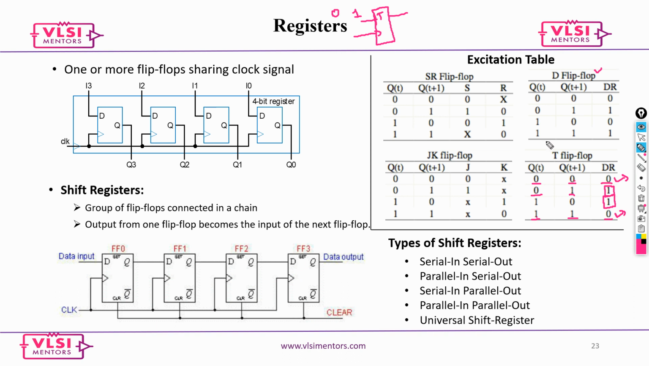And one input is more than sufficient because SR and JK have two inputs, so they take more area also. That is the reason we are not going with SR and JK.